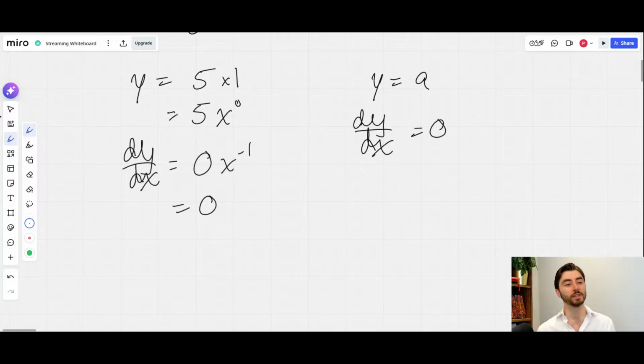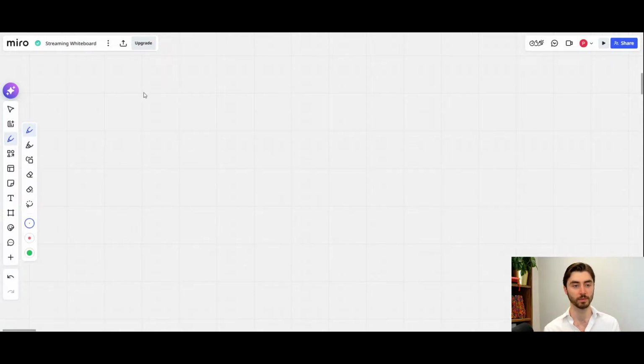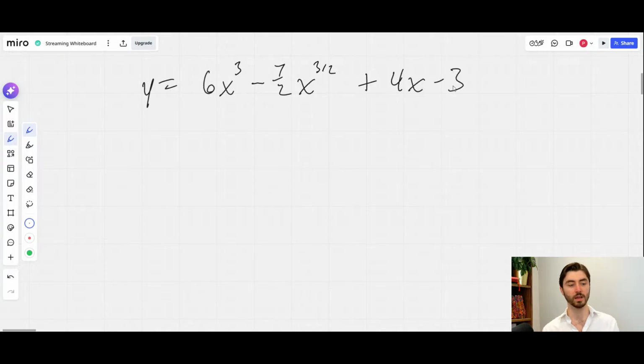So let's kind of put this together. Let's come up with longer polynomials and begin to apply this skill to them. So if y is equal to 6x cubed minus 7 over 2 x to the 3 over 2, plus 4x minus 3, for instance. Differentiation, you can just take it term by term.